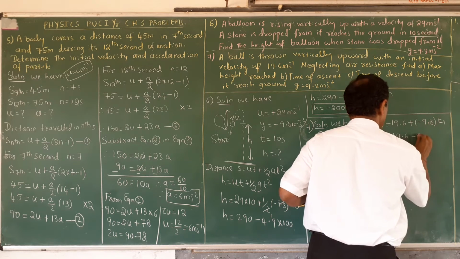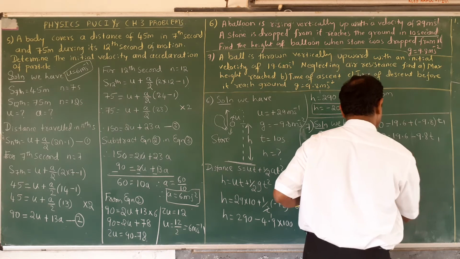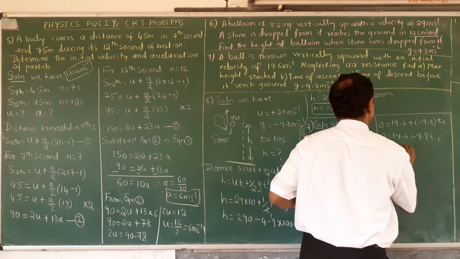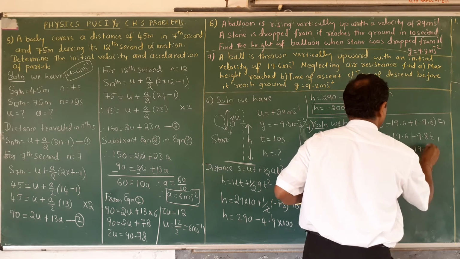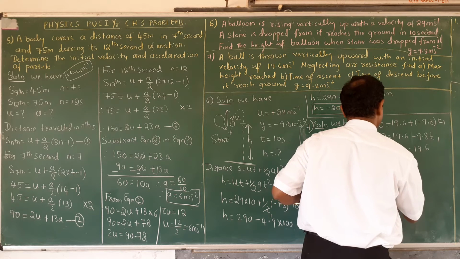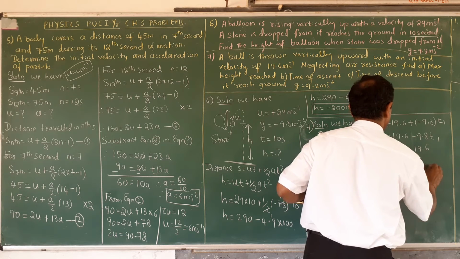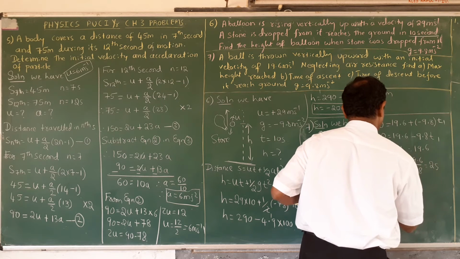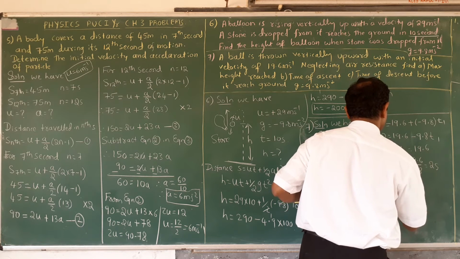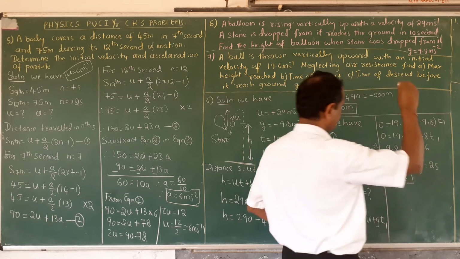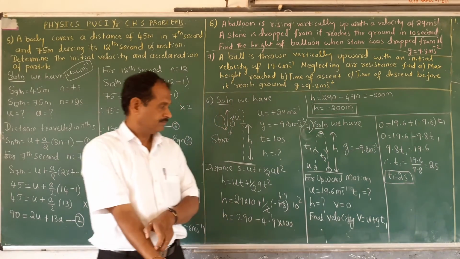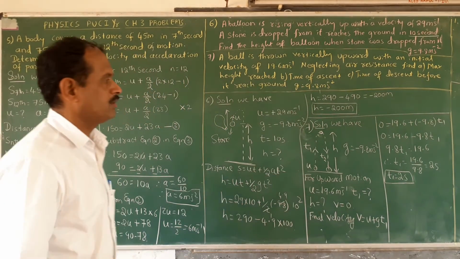19.6 minus 9.8 T1. Therefore 9.8 T1 is equal to 19.6. Therefore T1 is equal to 19.6 divided by 9.8. You got 2 seconds. T1 you have to take 2 seconds. Okay? Like this you have to solve the problem.